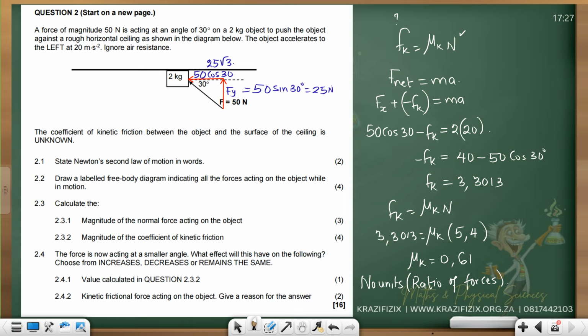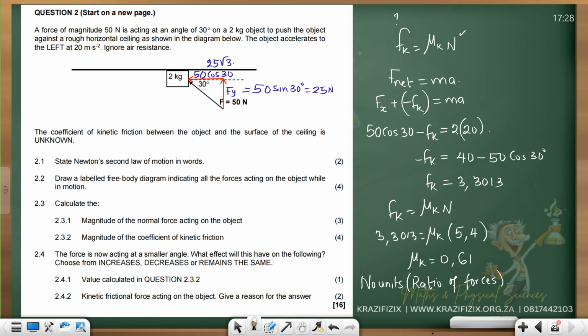So your free body diagram will always give you your answer. If the two forces are in the same direction, we add. Okay. The force is now acting at a smaller angle. What effect will this have on the following? Will it have an effect on the coefficient of kinetic friction? No. The coefficient talks about the degree of roughness of the surface. It will have an impact on friction, not on the coefficient of friction.